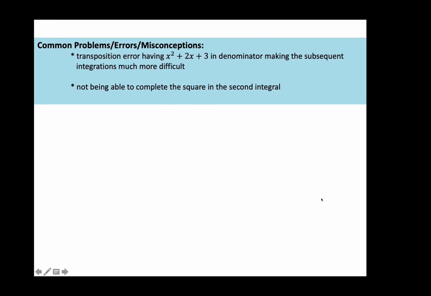And I guess the most common problems that the students made were in transposition error, having x squared plus 2x plus 3 in the denominator, making the subsequent integrations much more difficult, or not being able to complete the square in the second integral. So these were the two main areas of concern here.